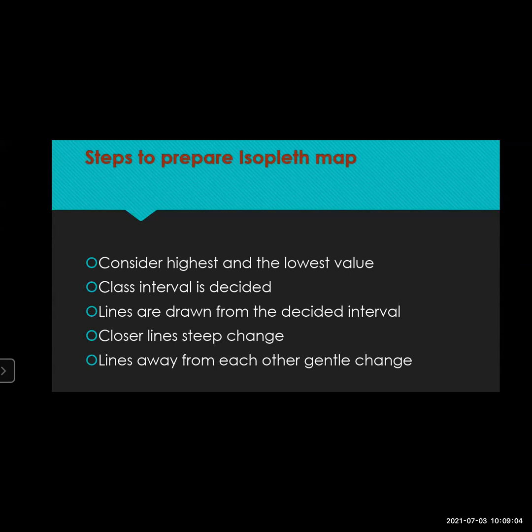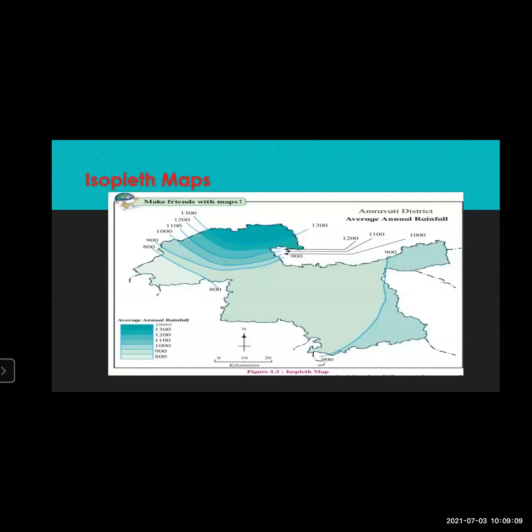Now let's see figure 1.3, the rainfall map of Amravati district, and try to study it. Okay, this is the rainfall map of Amravati district. You can see the title, Amravati district average annual rainfall. Now, here you can see that color is used as well as lines.